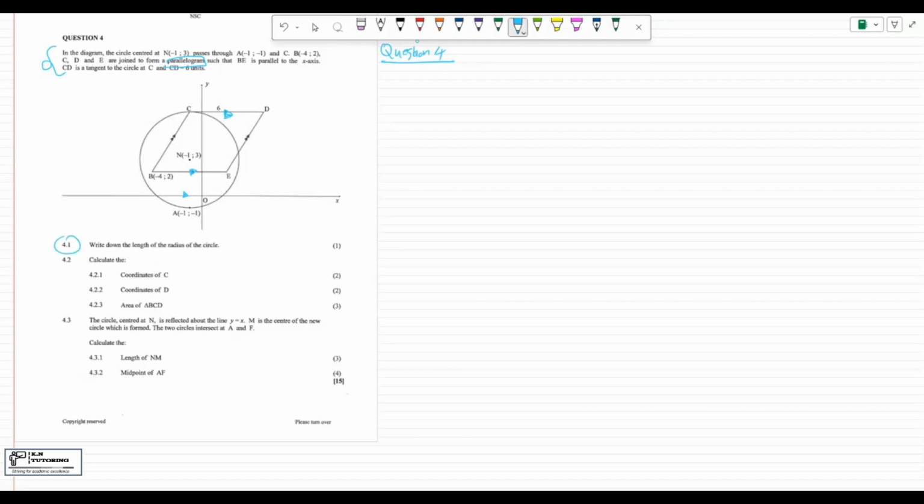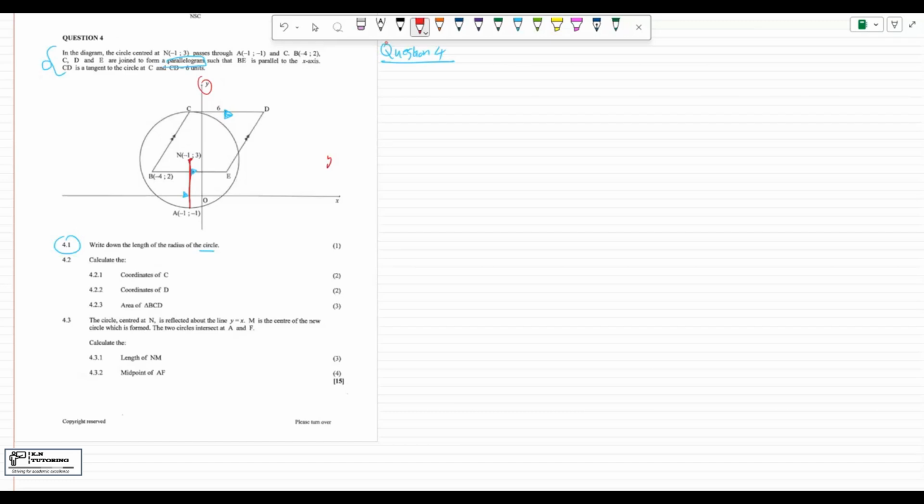4.1, write down the length of the radius of the circle. So let's see. If this is the point there, and I'm looking for the radius, I can go there and say, this is my radius. Now the question is, how do I find this radius? Because I'm moving along the y-axis, I'm going to say my radius is going to be y.